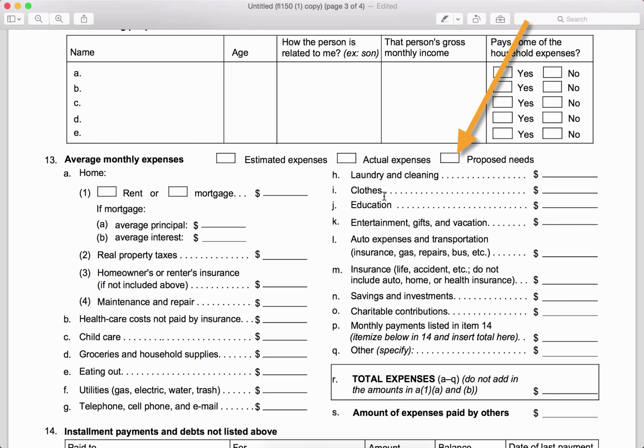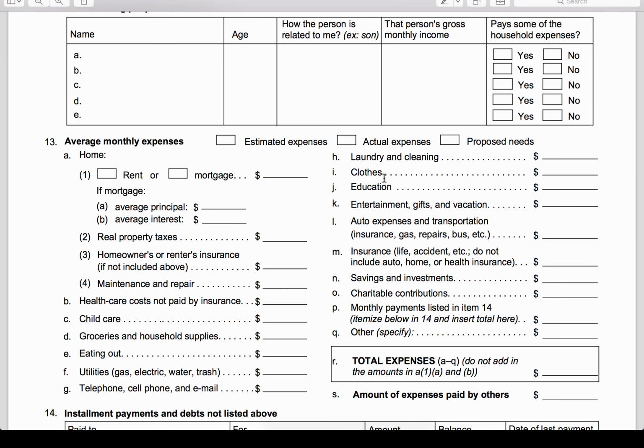An example of when someone might check proposed needs is when the parties are still living together and you are proposing what your cost will be once you move out to a new place. Fill in each of the items that apply to you with your average monthly amount spent on that item. If there is something that you pay for each month that isn't listed, put it in part Q and write what it is. If someone helps you pay expenses, write the amount they pay for it in part S.